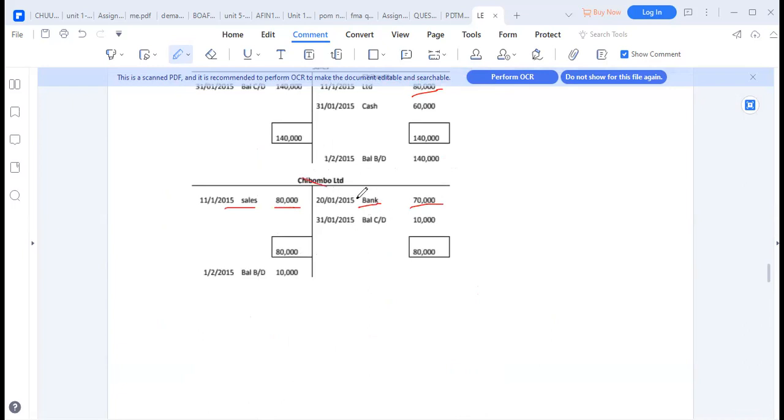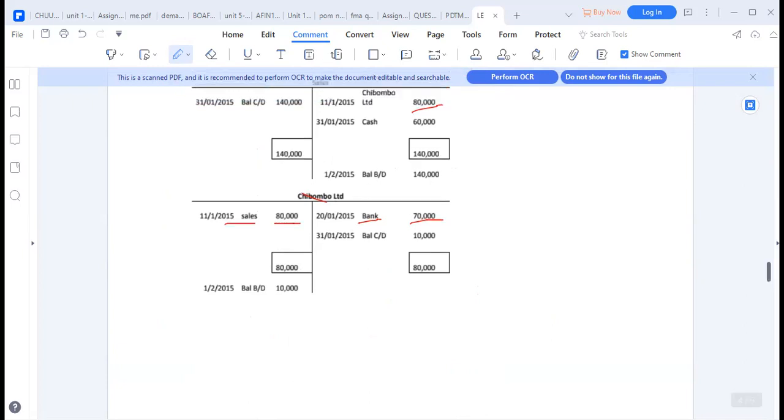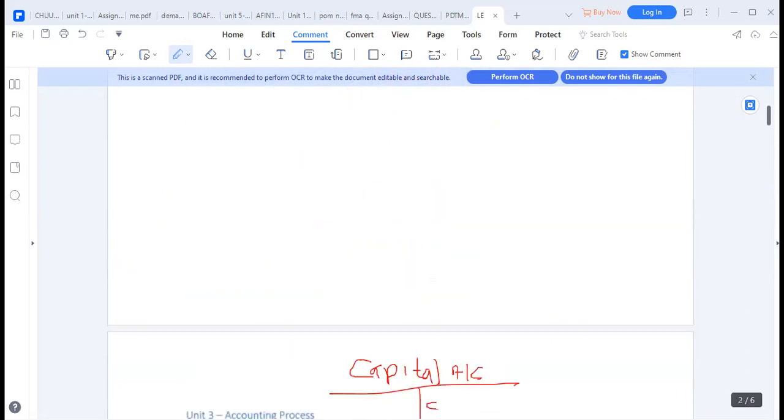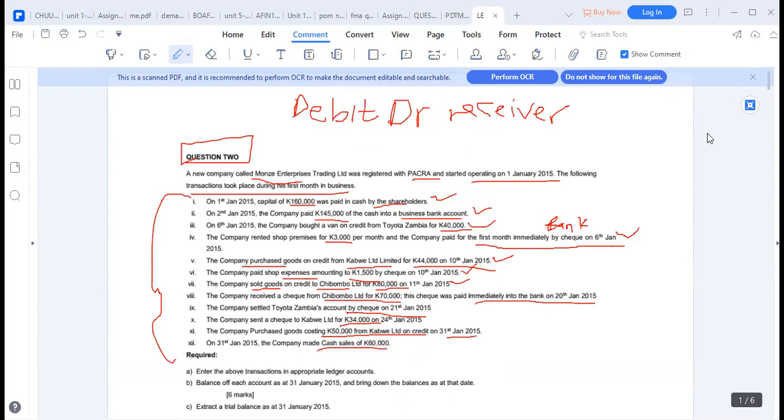So from Chivombo, this money went to the bank. If it was cash, you would have put cash here. So this is about the accounting treatment as we look at the accounting. Okay, so this one is done. The company paid the Toyota Zambia account by check. How much? Toyota Zambia, we bought on credit from them.